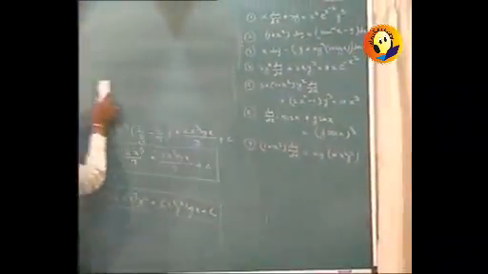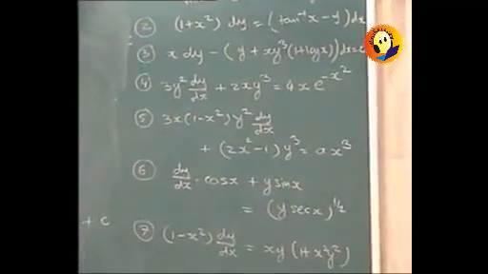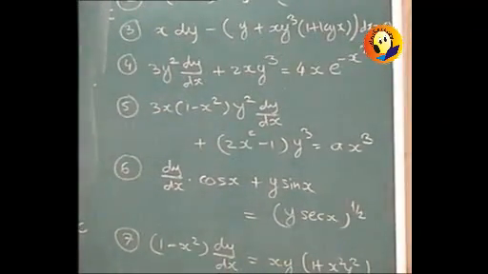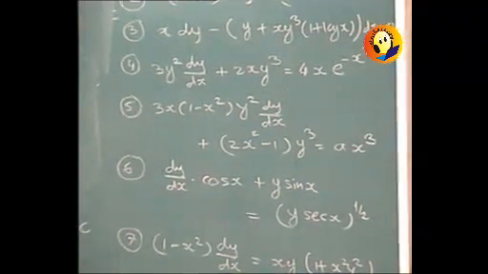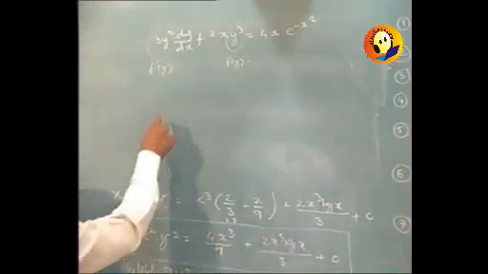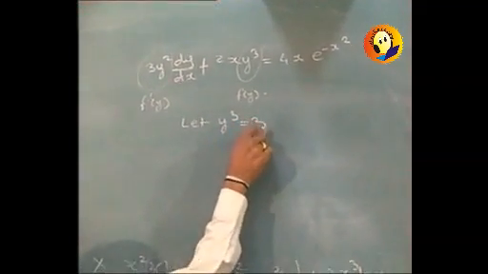And the fourth problem is given as 3y square dy by dx plus 2x y cube equal to 4x e raised to minus x square. It was directly in the form f dash y dy by dx plus p into fy equal to q. That was the third form which was available. And so the substitution is also simple. We can say that let y cube is equal to z.